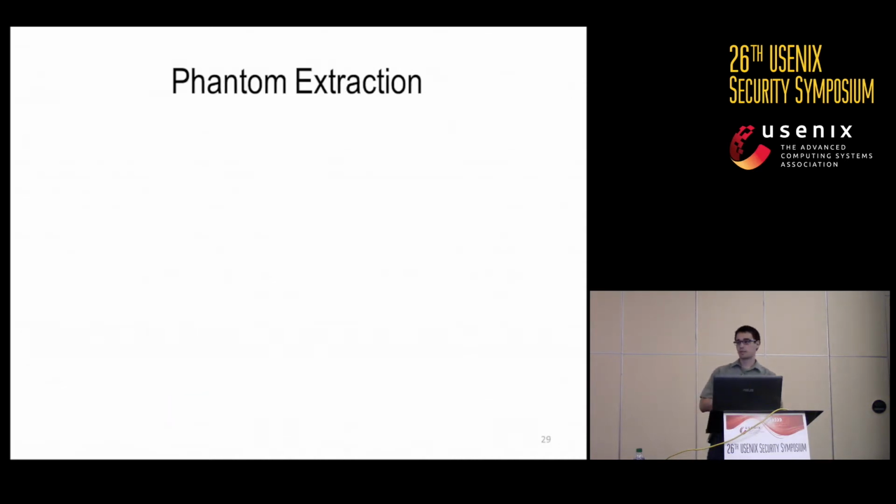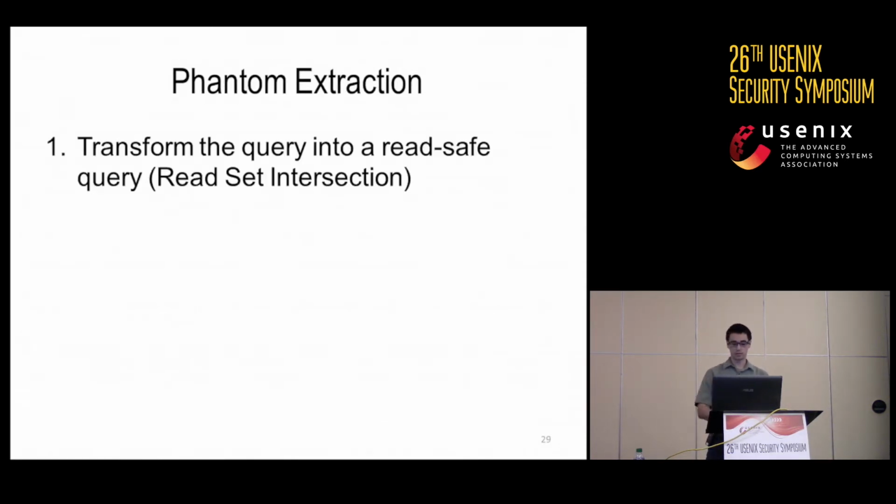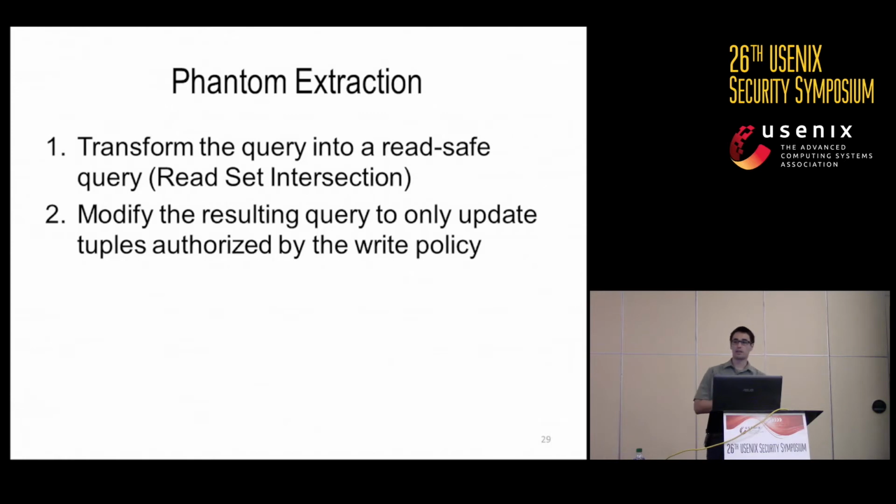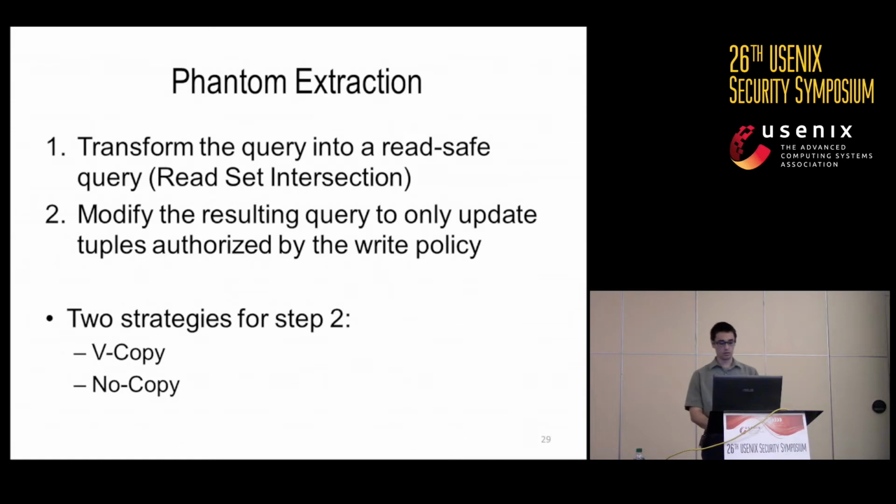So phantom extraction has two steps. The first step, which was already done, was to transform the query into a read safe query. That's to satisfy the first condition. And the second step is to modify the query so it only updates tuples authorized by the write policy. And then we perform a check afterwards to see if the modifications would still be safe. So we have two different strategies we look at for this one. We have vcopy and no copy.